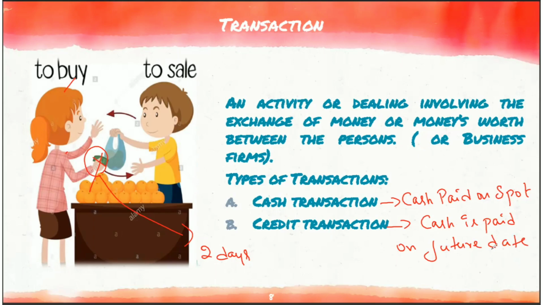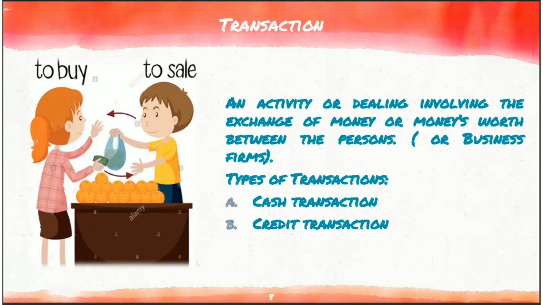Whenever the transaction happens, when the buyer pays the cash on the spot, then we call it a cash transaction. But when the buyer doesn't pay the cash on the spot, but wants to pay on a future date, that kind of transaction we call a credit transaction. Okay, I hope I'm clear till here. Let's move on to the next concept.